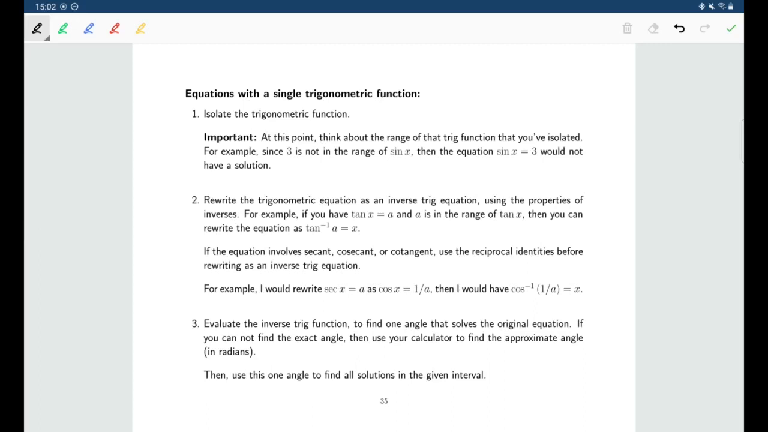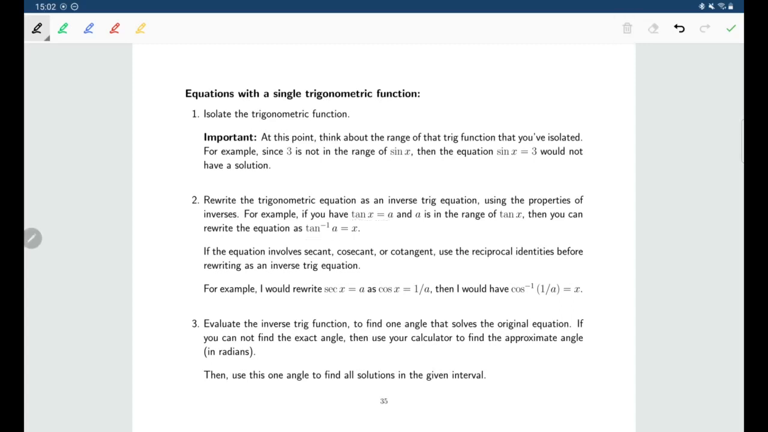Once you've done this, once you've rearranged it, and once you're confident that there is some sort of a solution, then we can use our inverse trig function. So if you had your equation written as tangent of x equals some number, and that number happens to be in the range, then we can go right ahead and rewrite this as an inverse trig equation. Tangent inverse of whatever the number is equals x.